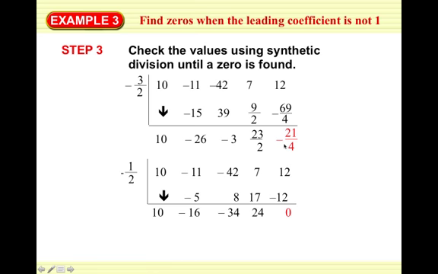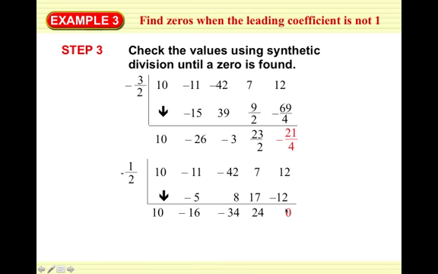So we go on to another one that looks like it might work. So let's try negative 1/2. So we bring down the 10. 10 times negative 1/2 is negative 5, plus negative 11 is negative 16, times negative 1/2 is 8, plus negative 42 is negative 34, times negative 1/2 is 17, plus 7 is 24, times negative 1/2 is negative 12. Yay, that gives us 0.